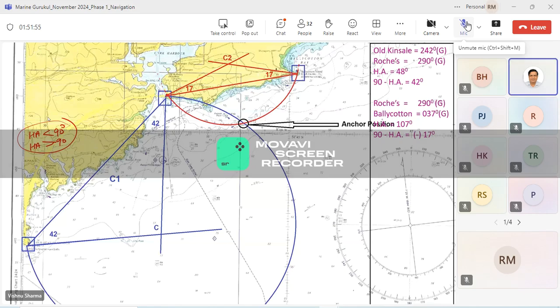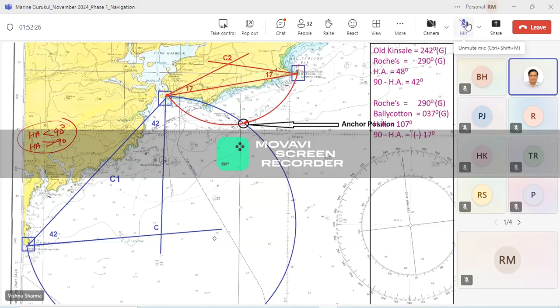Now, guys, then comes the question of gyro error. Different lecturers tell differently in different MTIs. I would not say right or wrong. That's a matter of perception. Many instructors say take the true bearing of all the three lighthouses from the chart, get the three errors, and get the average of it. I'm sure some of you might have been told this in some MTIs. Am I right? Correct?